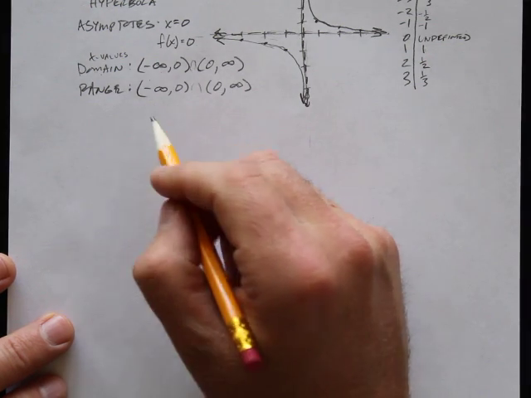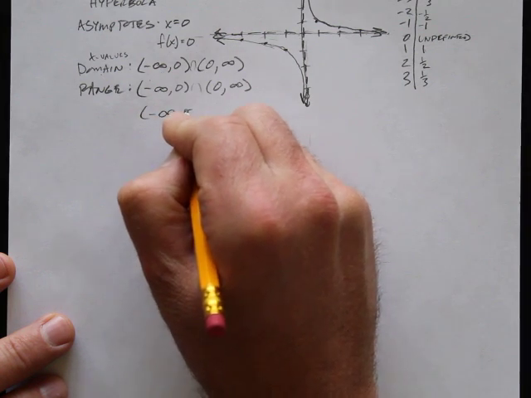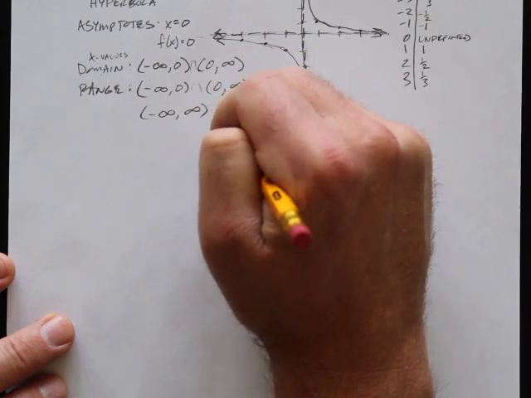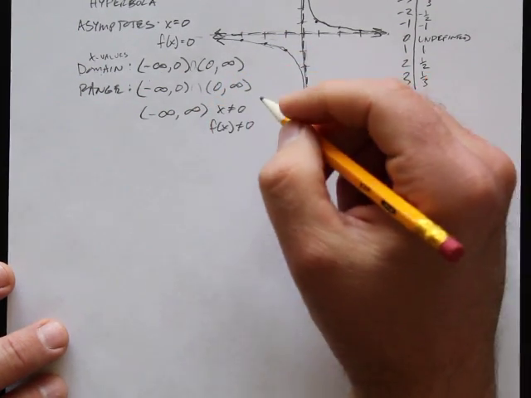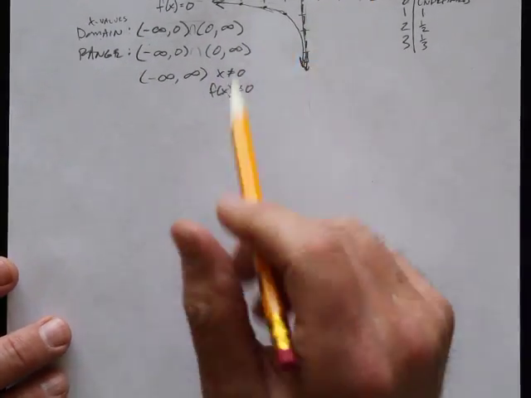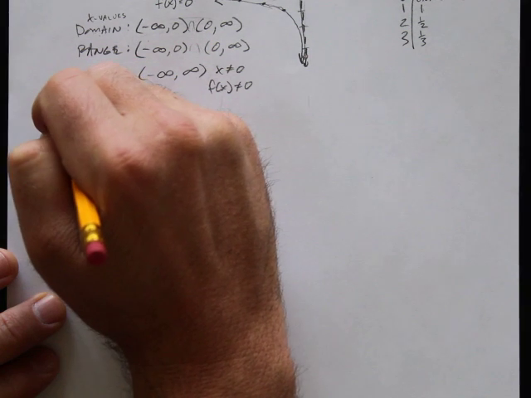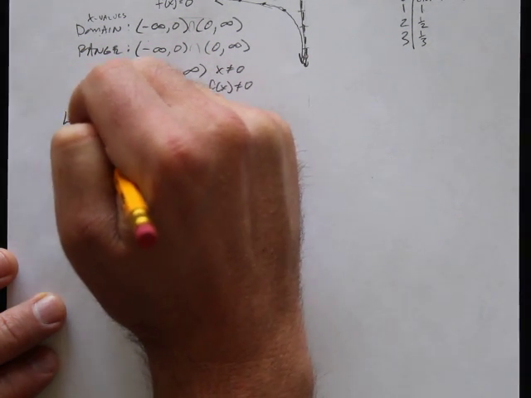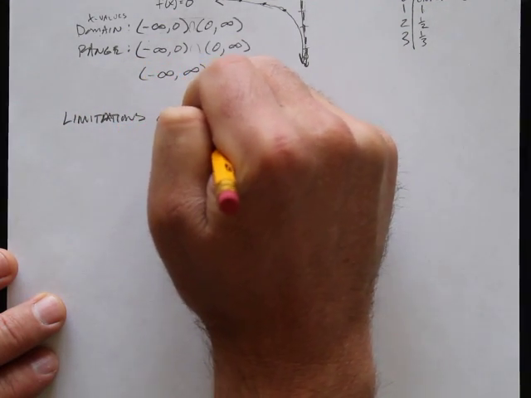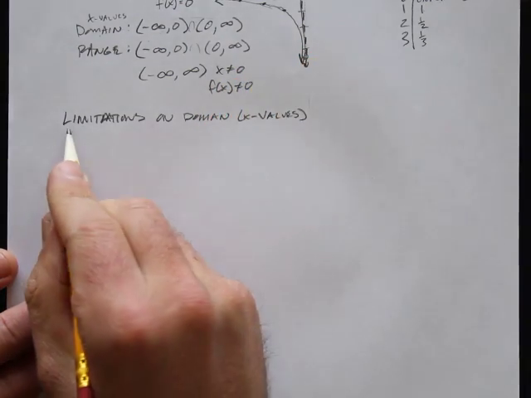Now, you might also see the domain and the range both look like this. Negative infinity to positive infinity, where x is not 0 and f of x is not 0. So we're saying the same kind of thing, but this is a little bit better. I like this better. Okay, limitations on domain. Remember, domain is the x values, Mr. V. Limitations on domain. X values. Gosh.